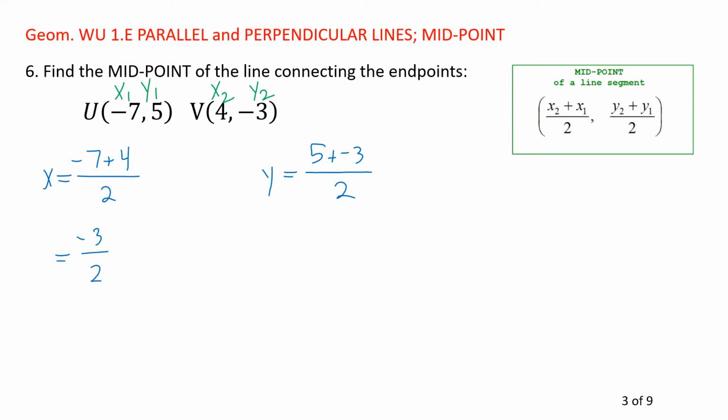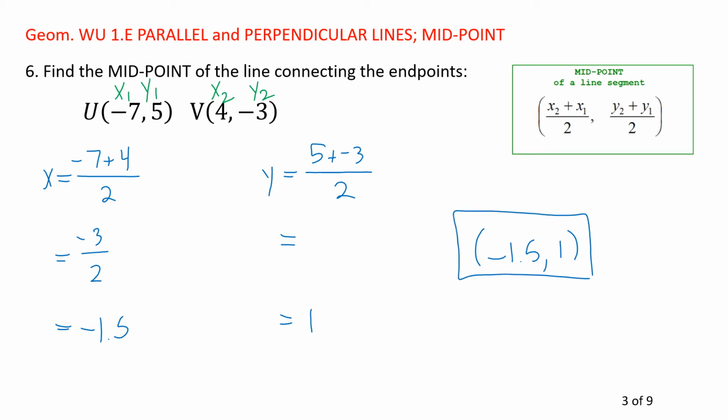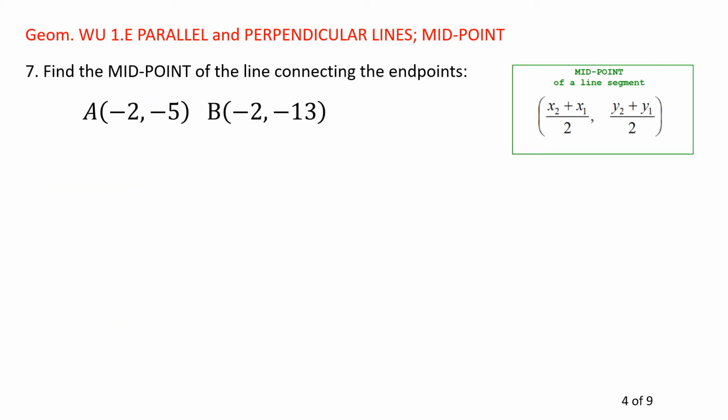I said it wrong. Negative 3 halves, that's negative 1.5. 3 halves is sufficient. Negative 1.5 is easier to graph. This one's equal to 1. So negative 1.5 comma 1 is the midpoint of that line. Moving right along. Look at the next one.